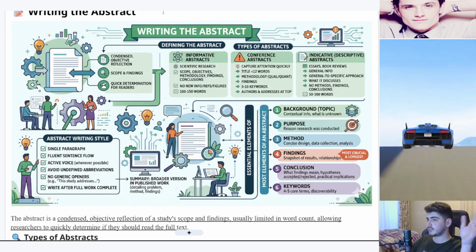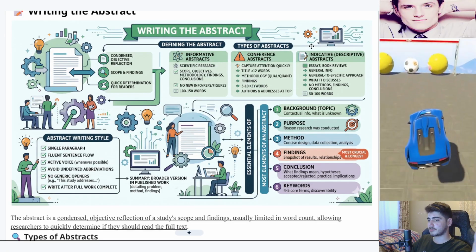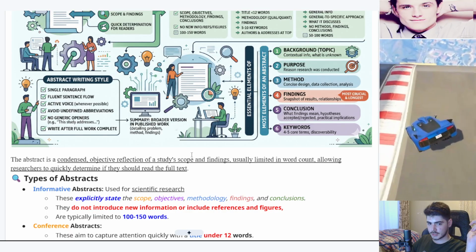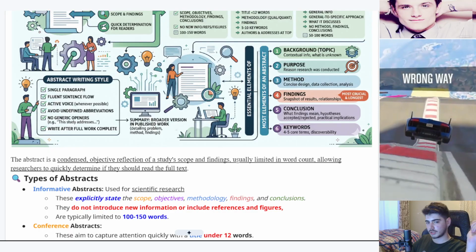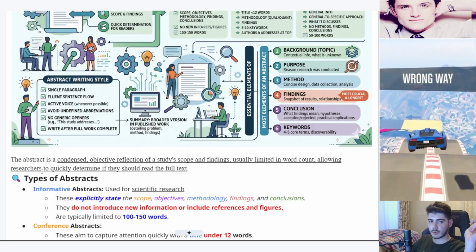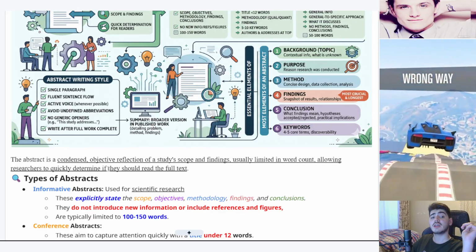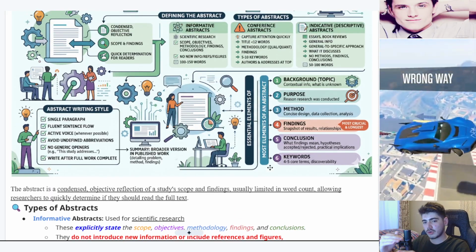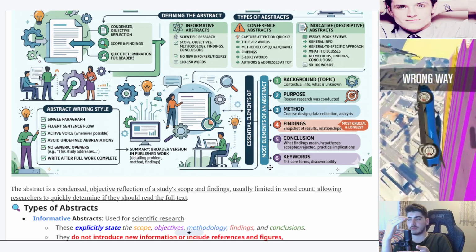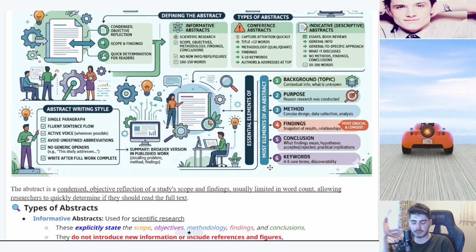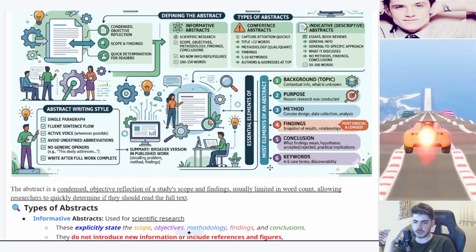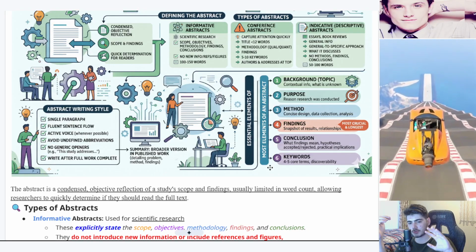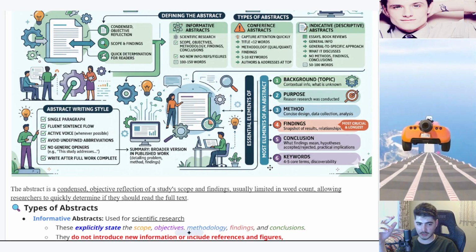So, writing the abstract. What is the abstract? It's a condensed, objective reflection of a study's scope and findings, usually limited in word count, allowing researchers to quickly determine if they should read the full text. So, when you open up a page, maybe you're going through arXiv or something like that, when you first open up the link, you see an abstract version of the study that has been conducted.